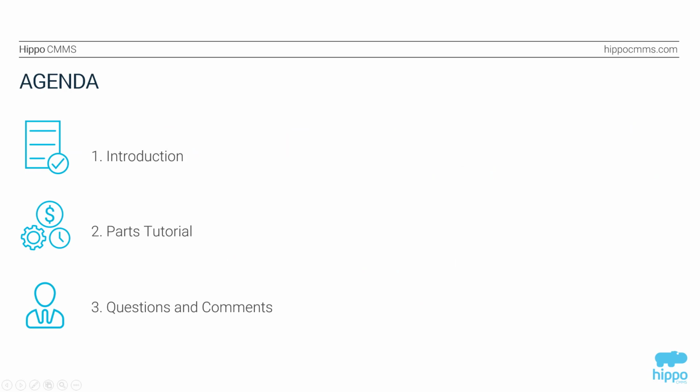Here's a look at today's agenda. We will start with a quick introduction, then begin our tutorial. Topics that we will discuss today include how to create a part, how to add parts to work orders, how to associate parts to equipment, how to transfer parts between facilities, parts on Hippo Mobile, reporting on parts from desktop, and finish up with data integration services that are offered from our Hippo support team.